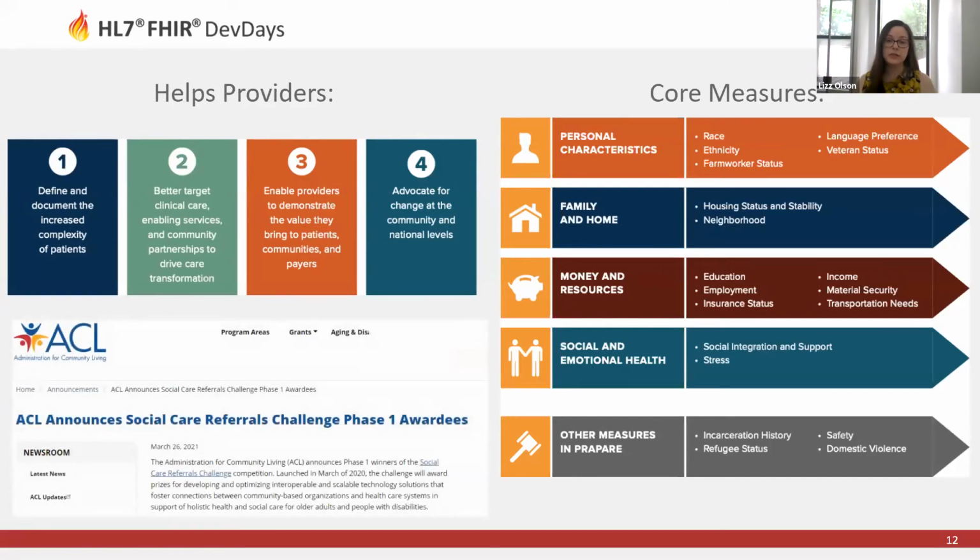So in recognition of my team's work on this, we were able to submit this to the Administration for Community Living Social Care Referral Challenge. And we were one of, I think, 6 phase 1 awardees. There's 2 more phases we have to get through, so stay tuned. But that was just a really great recognition, I guess, to say that some organization out there wants what we have to offer and thinks it's important, and it was very validating.